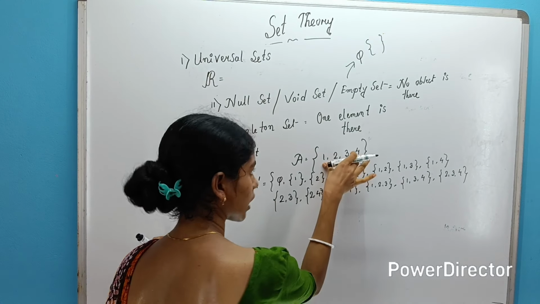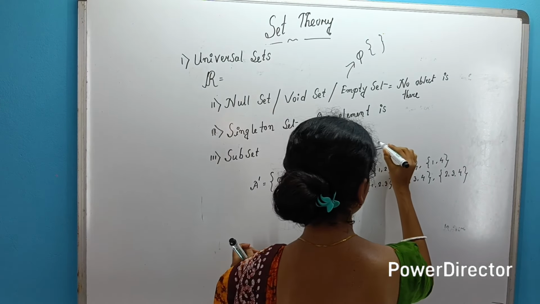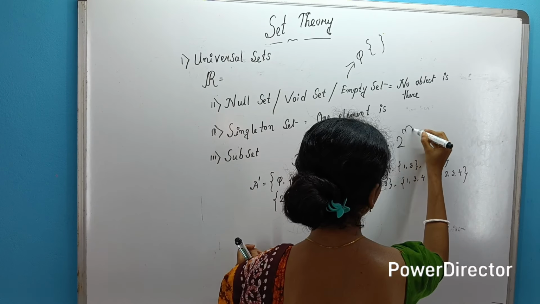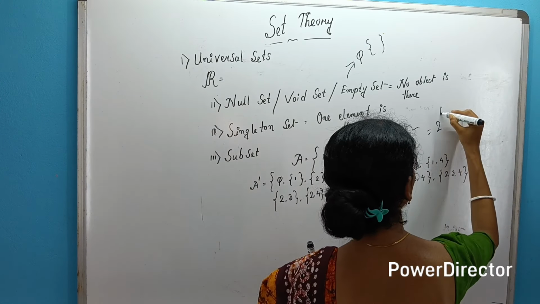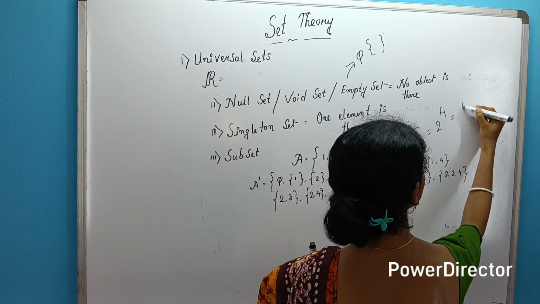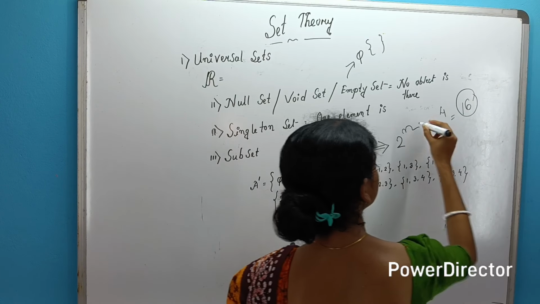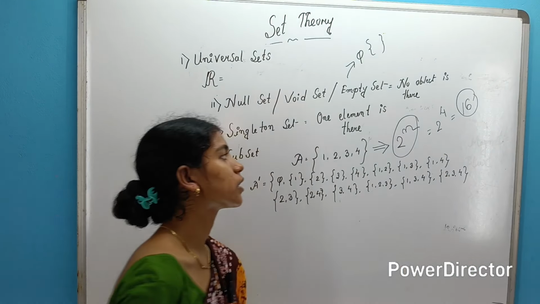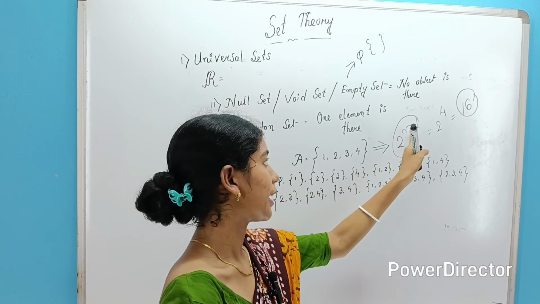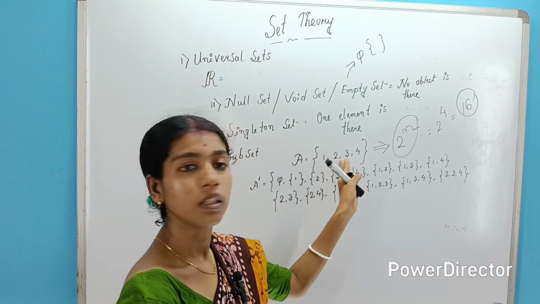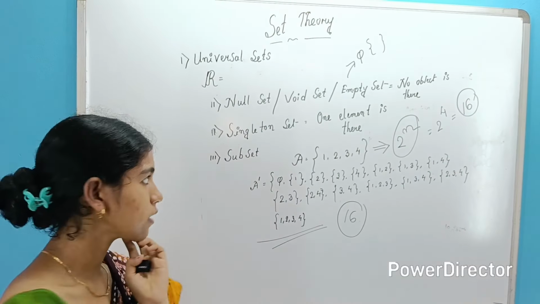There are 4 elements, so the number of subsets will be 2 to the power n. So the number of subsets will be 2 to the power 4, that means 16. Please remember, the number of subsets of any set is 2 to the power n, where n is the number of elements in that set. 2 to the power 4 is 16.